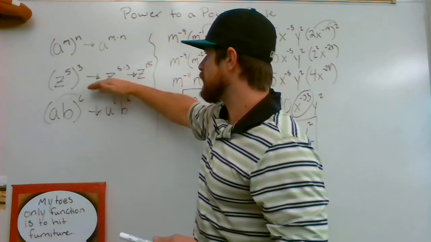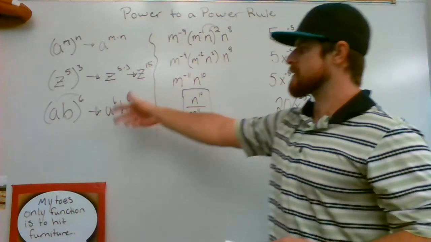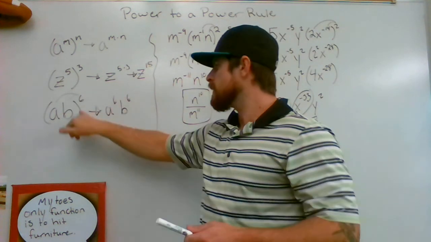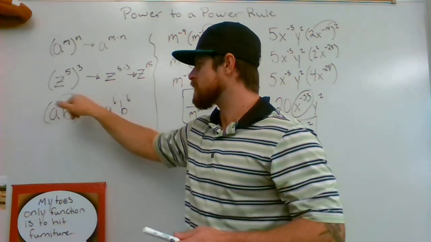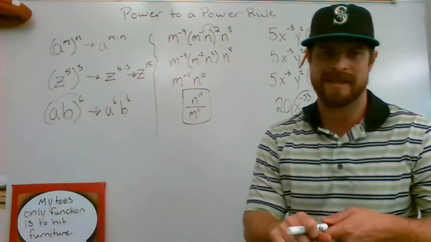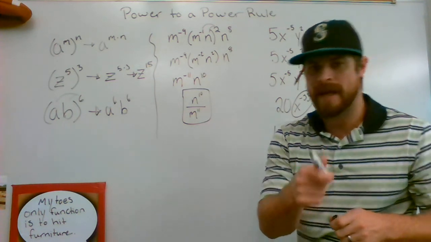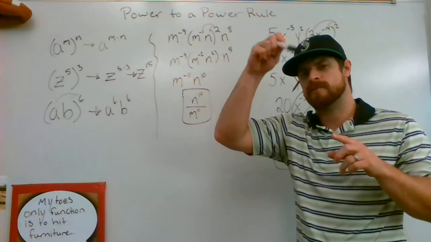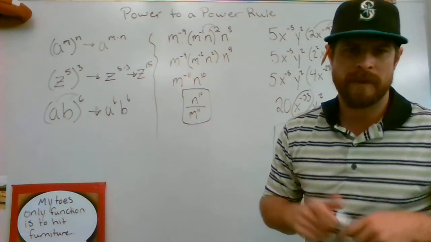And here's our foundational power to power rule, just things that you need to know. Big takeaways: if it's outside of 2 terms, it needs to distribute. You multiply your exponents together. Different than the product rule where we add them together. Here, where we have one exponent over the top of another, just multiply those bad boys.